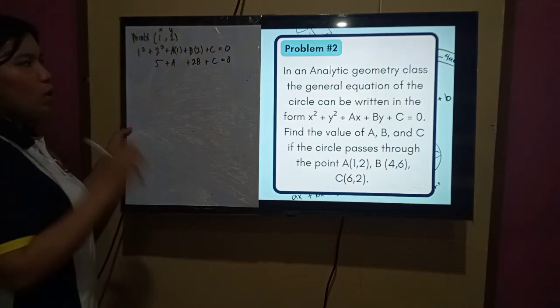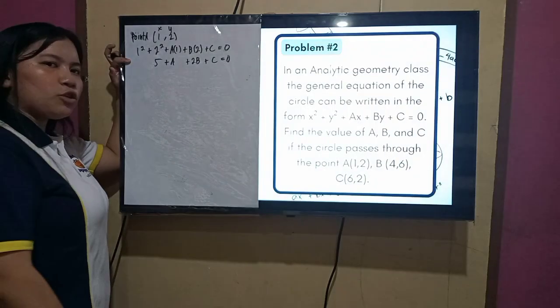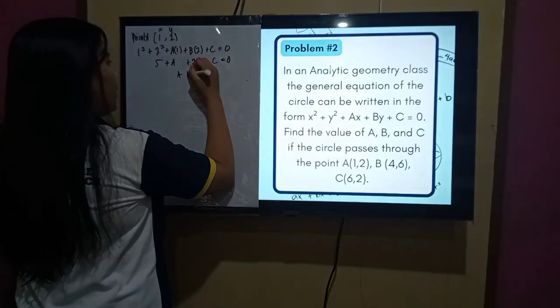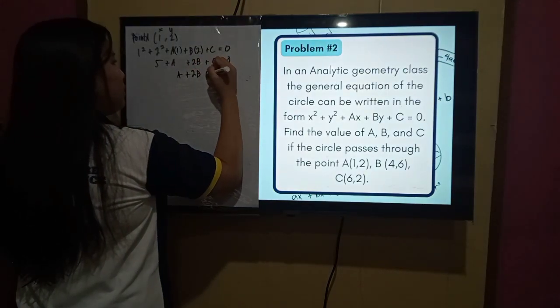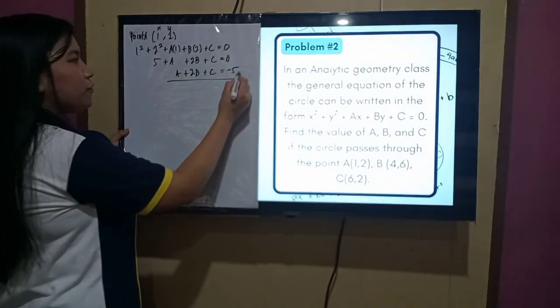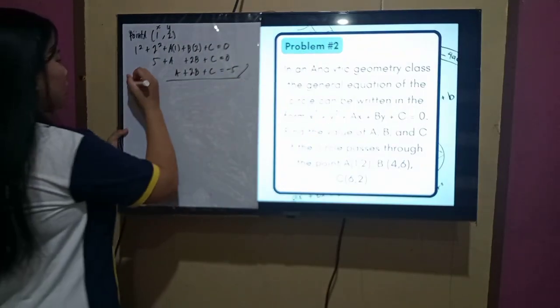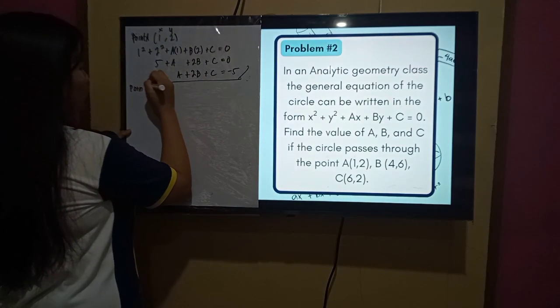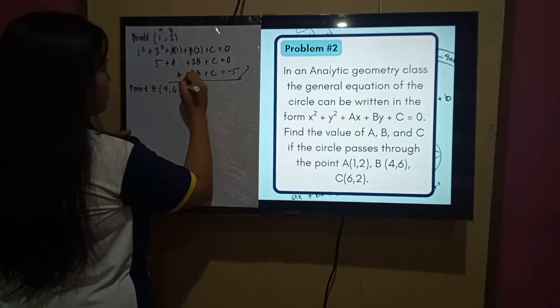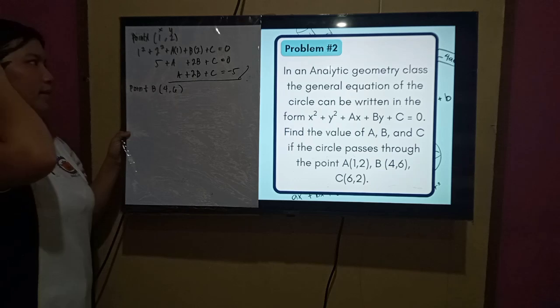So, we're going to use subtraction property of equality or additive property of equality. So, makukuha natin value ay A plus 2B plus C is equals to negative 5. So, ito na yung ating first equation. So, for second equation, gagamitin naman natin yung point B. We have 4, 6. So, ayan.